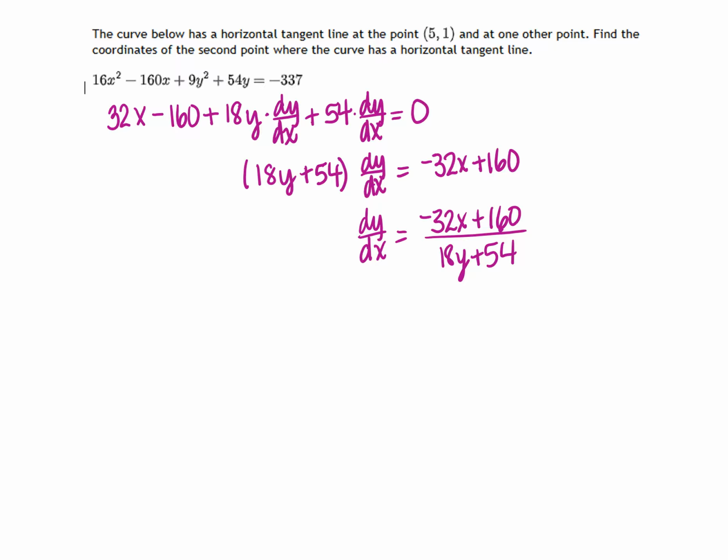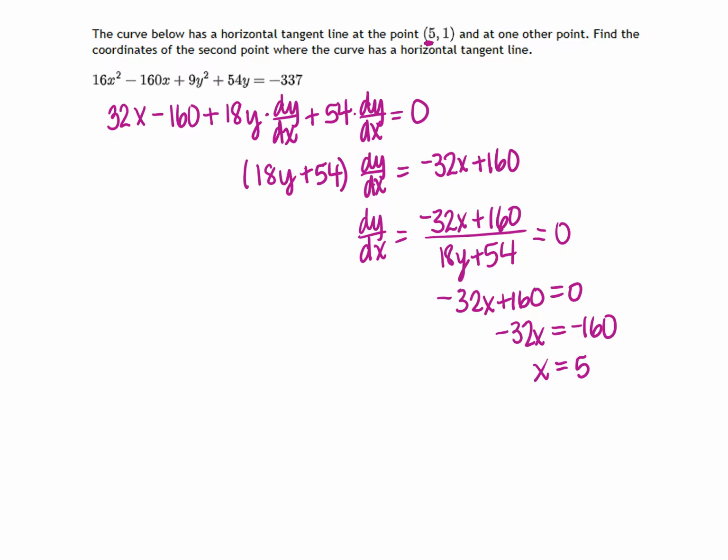Now step 2, since the horizontal line has a slope of 0, we will set that derivative equal to 0 and solve for x. Well, for this quantity to be 0, the numerator is 0. I'll subtract the 160 on both sides and divide both sides by negative 32. And so we get x equals 5. And so this looks good so far. You can see that we already know it has a horizontal tangent line at the point (5, 1).